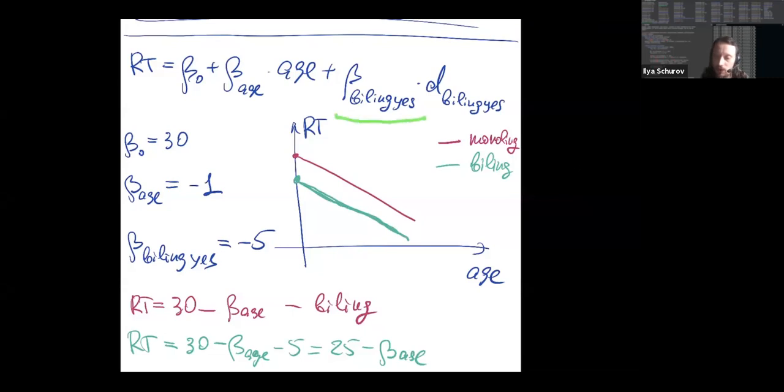So we can interpret this variable, bilinguals, in the following terms. We can say that for a fixed age, this number minus 5 shows that people who are bilinguals have reaction times that are 5 milliseconds lower than people who are monolinguals, according to this model, if these are real values of our coefficients.